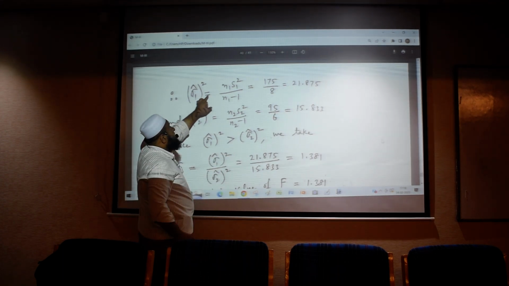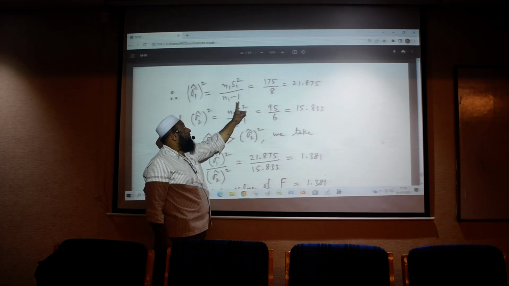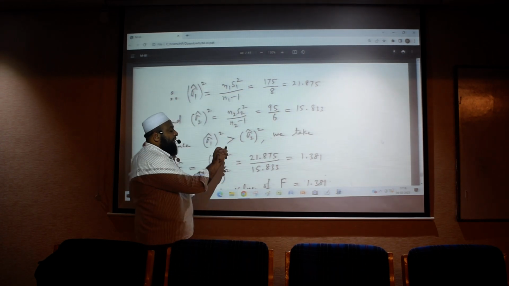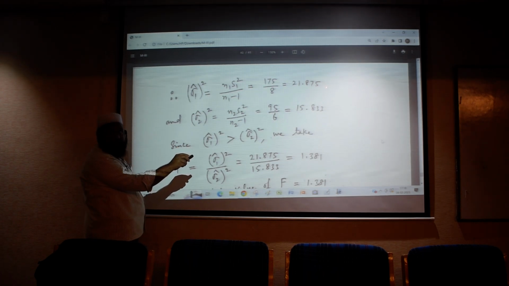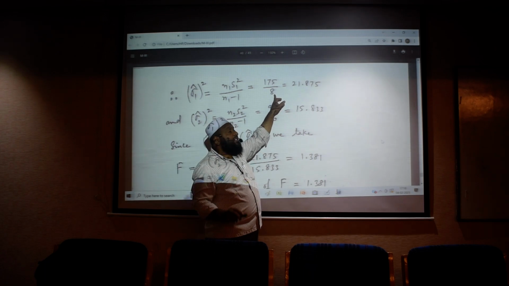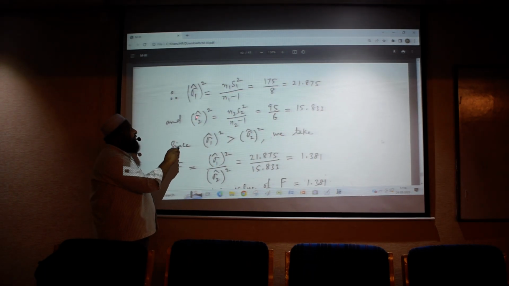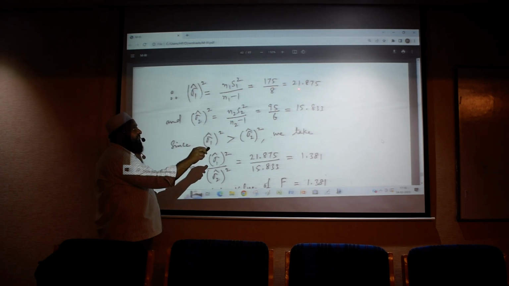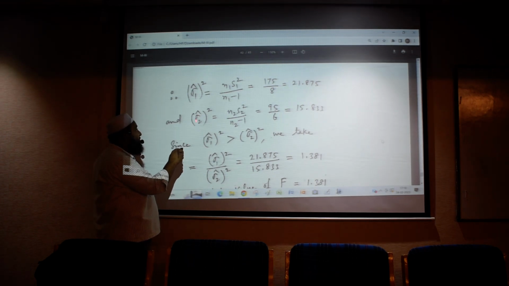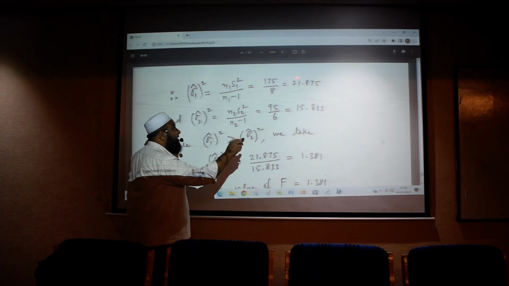square? It is to be calculated this way: n1 s1 square by n1 minus 1. So 175 by 8, since n1 minus 1 is 9 minus 1, which is 8. Similarly here, 7 minus 1, which is 6. So what is sigma 1 cap square? 21.875. Sigma 2 cap square is 15.83. So this is bigger, so this should come in the numerator.